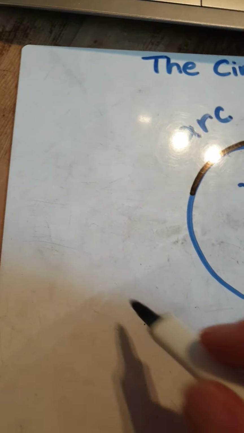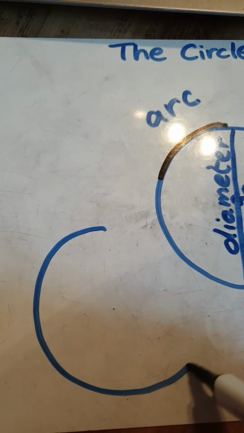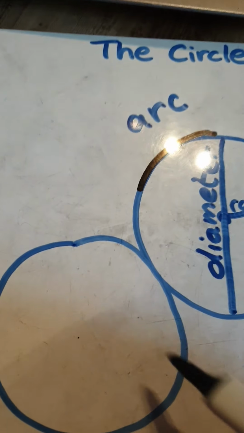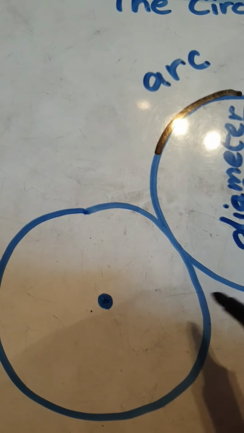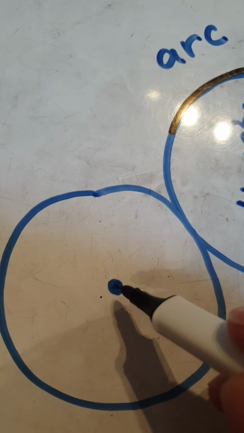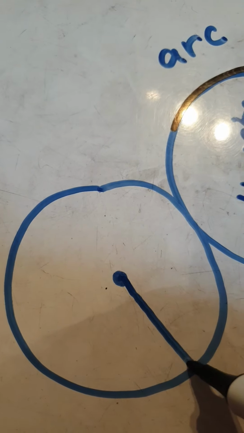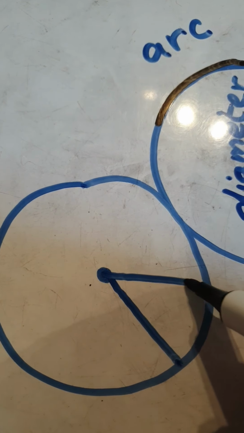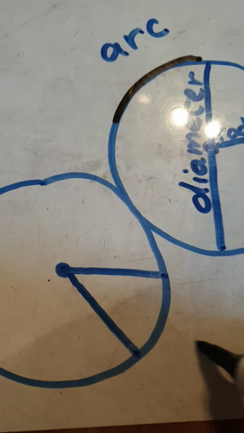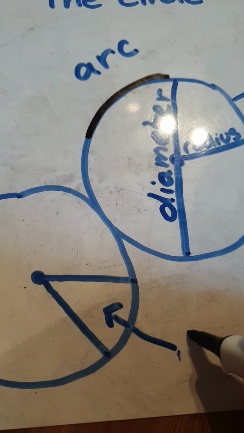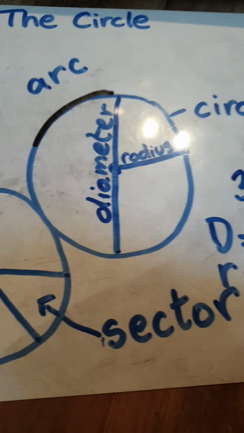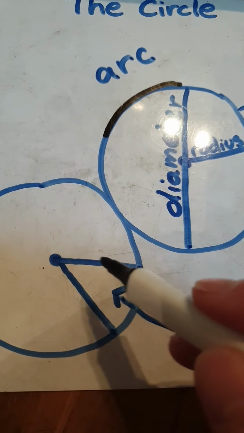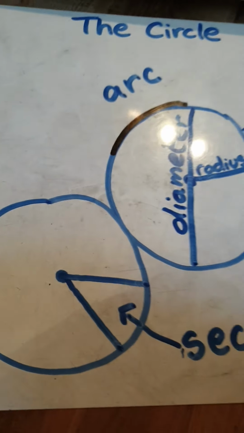The other vocabulary you need for the circle, let's see, I'm going to draw another circle over here, is that if you take any section of this circle, like imagine it's like a pizza or a pie, and you take a slice out of that. That slice in a circle is called a sector. S-E-C-T-O-R, a sector. So any slice of the pizza or the circle is a sector.